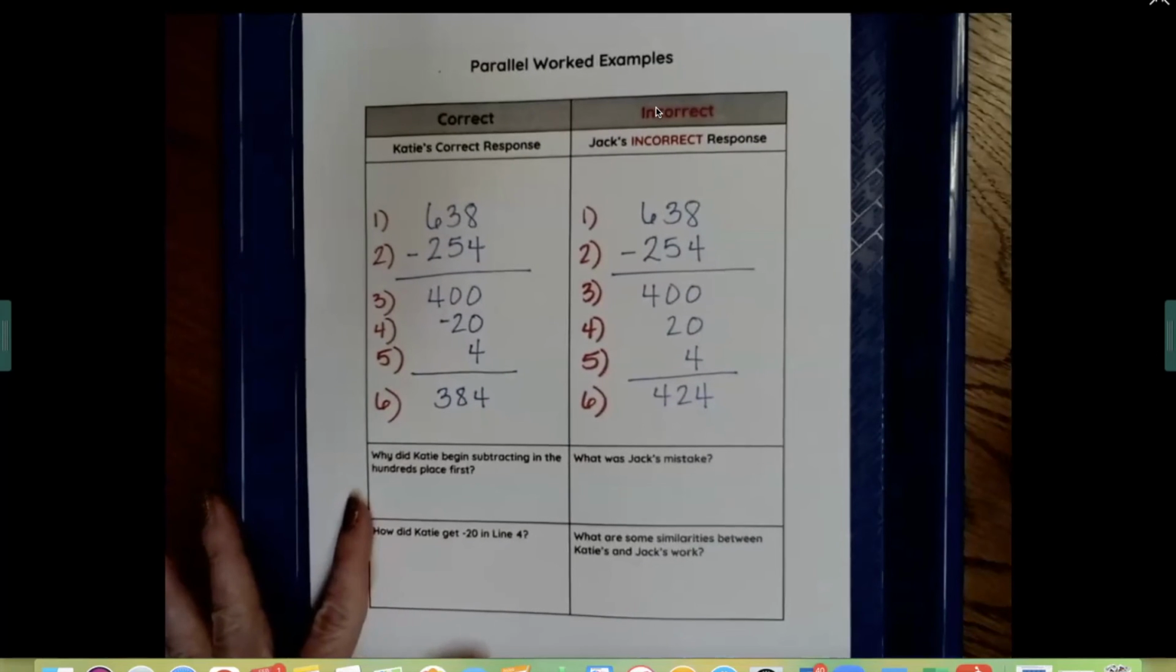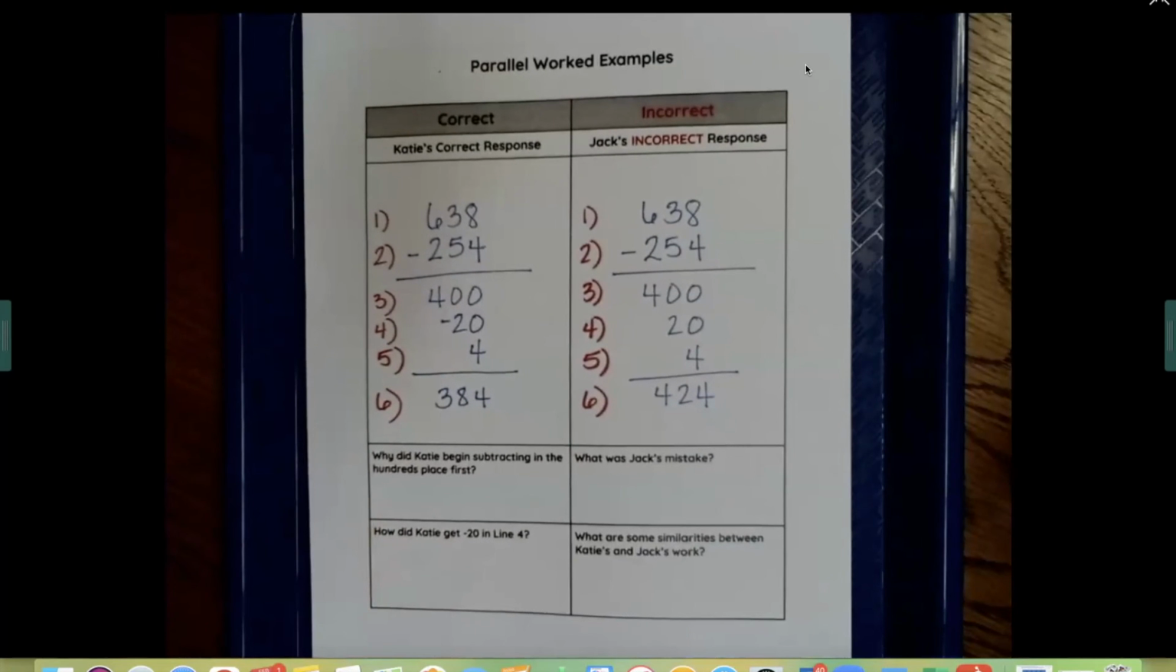So let's look at parallel then. Now remember, the parallel is we're working two problems side by side, and you can set them up differently. It depends on what you're trying to get from the kids. It depends on if they're ready to look at a correct compared to an incorrect. It depends on if you want them to see two correct. And of course, you could do more than one if you wanted to. You could put three on there if you needed to for them to look at.